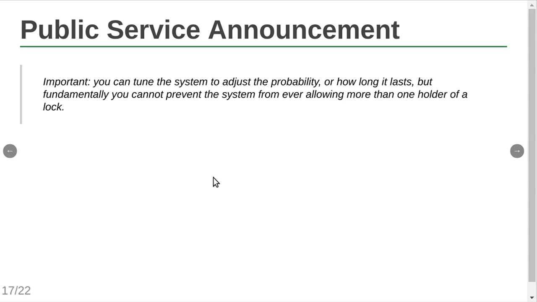But here's my public service announcement on this. You can tune things, you can be careful, you can adjust probabilities, you can make bad things less likely to happen, you can make bad things last for a short period of time, but fundamentally, you cannot prevent two lock holders from believing that they hold the same lock at the same time. It's impossible.